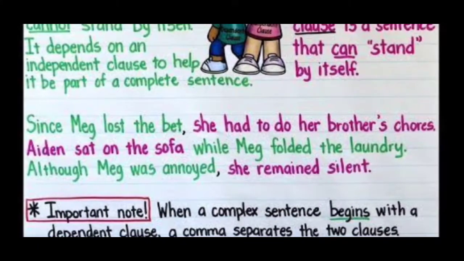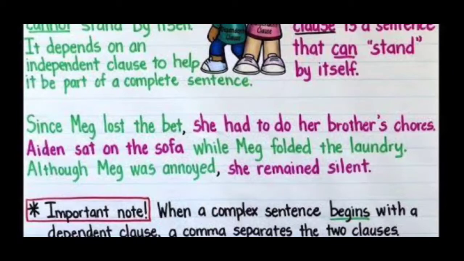So see here, since Meg lost the bet, she had to do her brother's chores. Aiden sat on the sofa while Meg folded the laundry. Although Meg was annoyed, she remained silent. Here, the dependent clause is given in green color and the independent clause in pink color. You can see the difference here in these sentences, children.